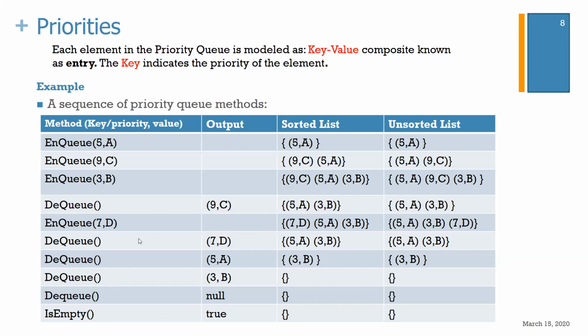Okay, so for DQ from a sorted list. For DQ from a sorted list, do we DQ, remove, from the front or from the rear? Rear. For DQ? Sure? DQ, yes. From the last.